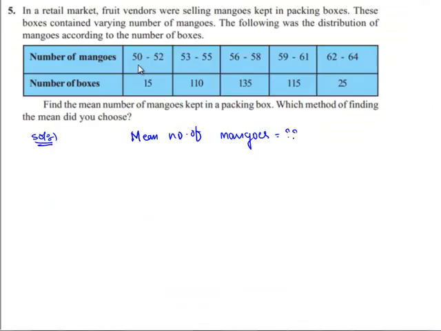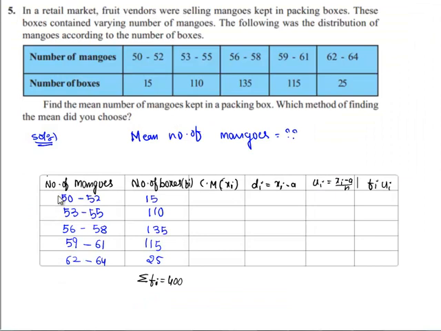Let's take the tabular form. If we see the tabular form, the number of mangoes were written here, and the number of boxes were written in the form of frequencies. The sum of the frequencies is 400.